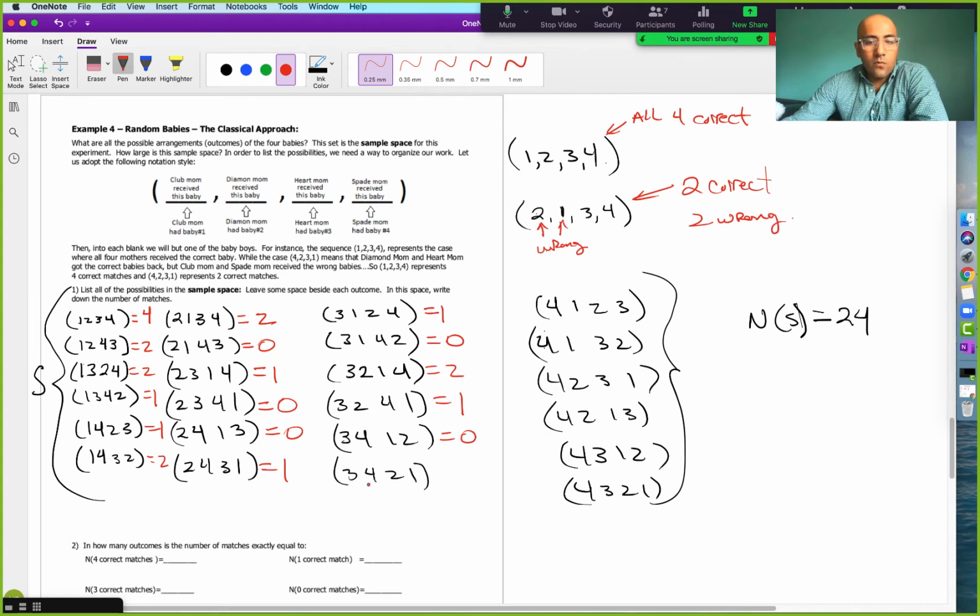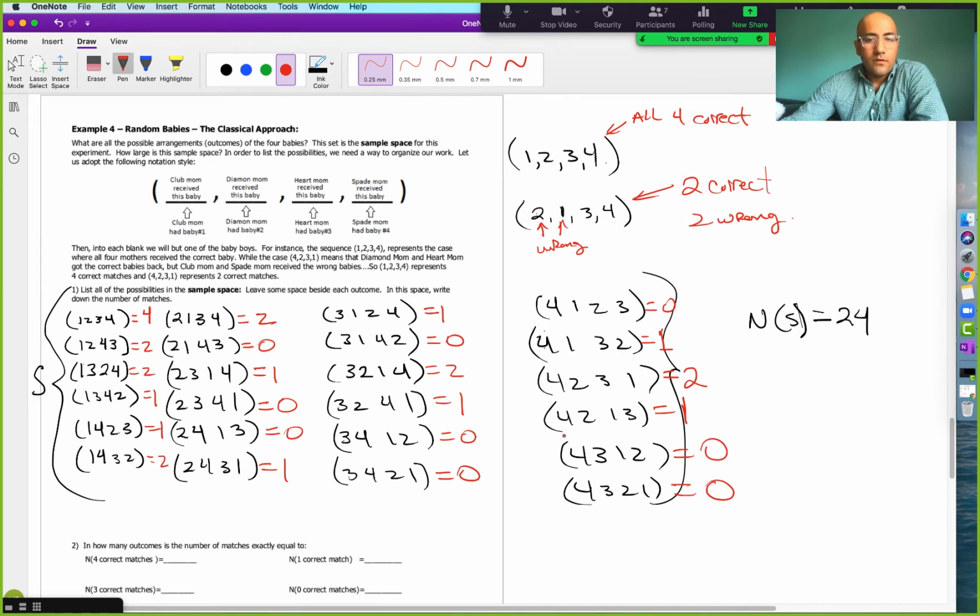Wrong, wrong, wrong, wrong. Again, 0 matches. 0 matches. Wrong, wrong, correct, wrong. This is 1 match. Wrong, correct, correct, wrong. So this is 2 matches. Wrong, correct, wrong, wrong. So this is 1 match. And wrong, wrong, wrong, wrong. 0 correct. And 0 correct.